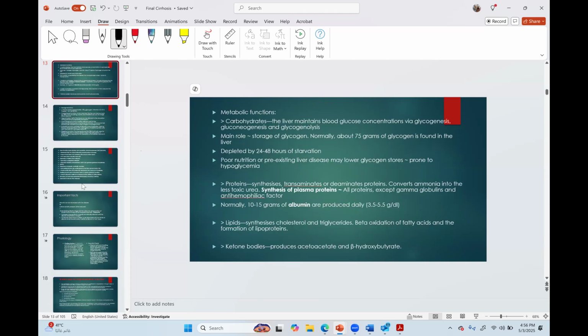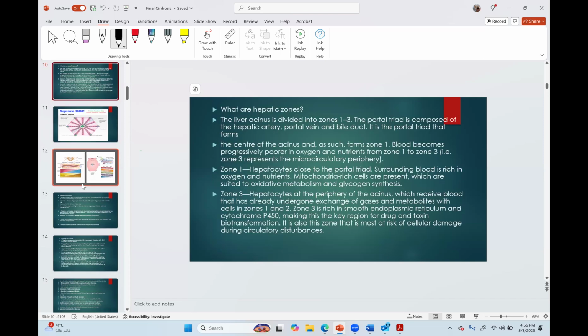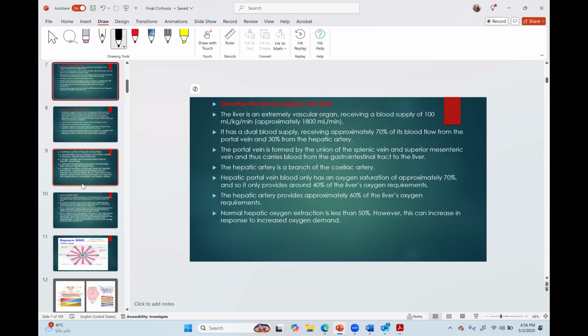Functions of liver. We have discussed a number of things. We will just try to have a few more words. Just a second, please.